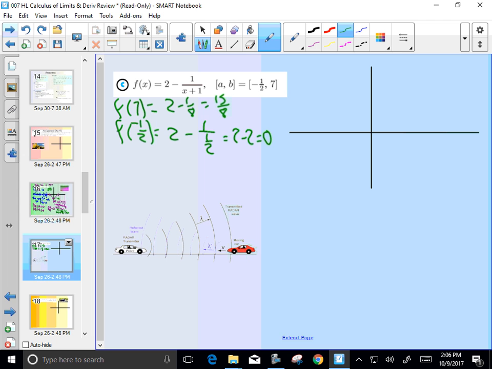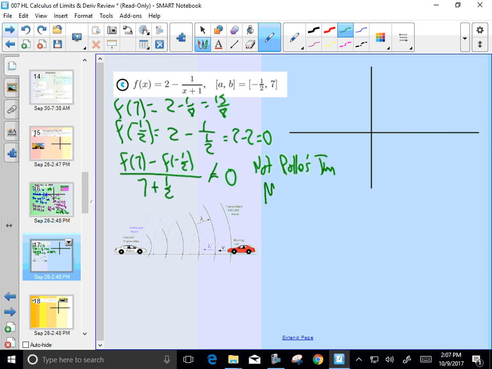So will f of 7 minus f of negative half over 7 minus negative 1/2 be equal to 0? No. So not Rolle's theorem. I don't care about that as much. What I do care about is that it could be mean value theorem if it's differentiable.